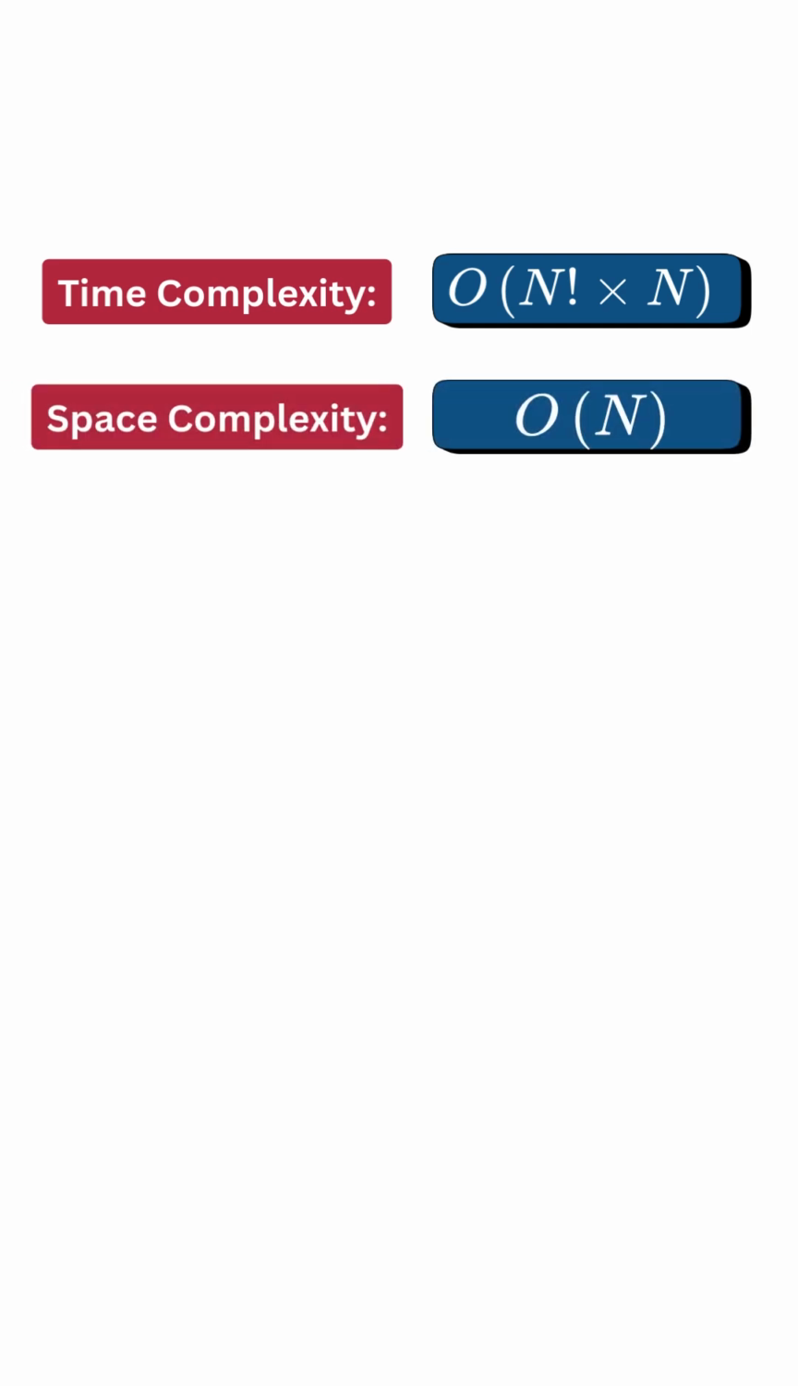The time complexity is O of n factorial times n. We create n factorial permutations and each one takes n steps to build, considering we are handling n numbers. Space complexity is O of n due to the recursion stack which grows as deep as n.